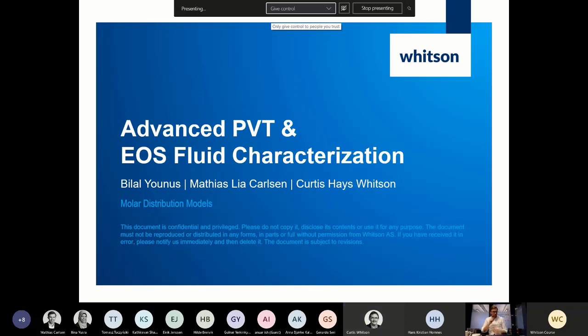Very good. Gerardo? Yes, microphone off. We normally work with a lab that is giving us the C7 plus molecular weight. In that case, you will be using the measured one and not the back calculated one that you just mentioned. Is that correct?